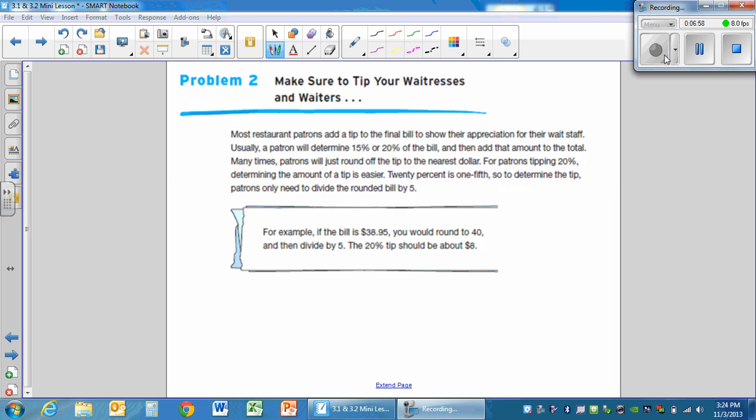If you're ready to move on, read this paragraph to start problem number 2. When you're ready, press play.